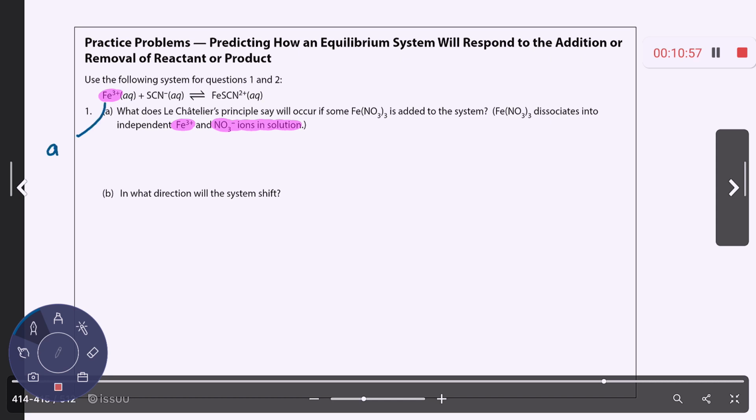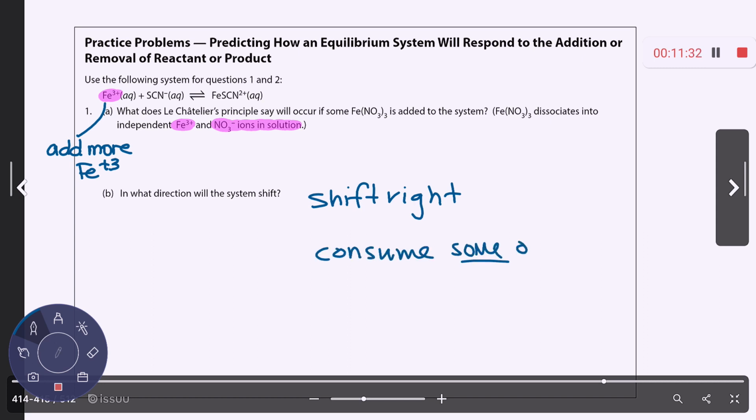So here what's happening is we are adding some more of the Fe plus 3. Anytime you add something, you want to shift away from it. You want to make sure you memorize that. Okay, so if I add more Fe plus 3 and Fe plus 3 is a reactant, which direction will I shift? Okay, so we're going to shift to the right. Now we want to explain what happens when we shift to the right. When I shift to the right, will I consume all of the Fe plus 3 that I added or some? Okay, so here we will consume some of the added Fe plus 3. That's really all I'm looking for here.